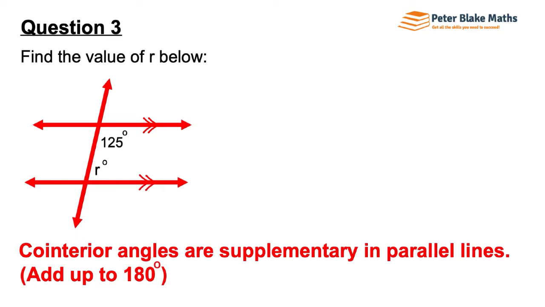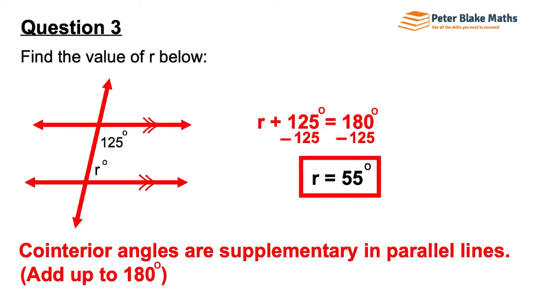So we could make a mini equation out of this. If we added r and 125, that will equal 180. That's what the rule says. So let's just solve that and find out what r must equal. To get r on its own here, we would subtract 125 from both sides. On the left-hand side, that would cancel out, just giving us r. And on the right-hand side, we'd calculate 180 minus 125 is 55 degrees. So they're co-interior angles.